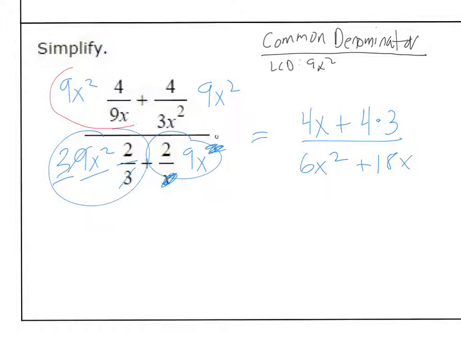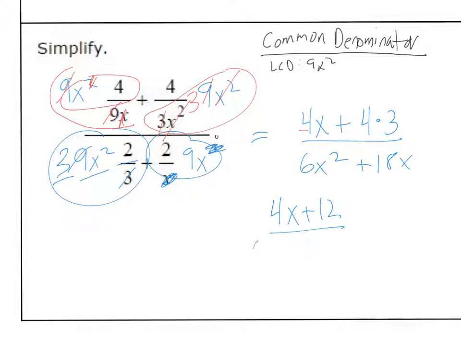Maybe I should show that cross cancellation for everything. On this part over here, this 9 knocked out this 9. This x knocked out one of these x's. I was left with that 4x. And for this, the 3 knocked out part of this 9. This x squared got knocked out completely, and I had 4 times 3, which was 12. So what I end up with is 4x plus 12 over 6x squared plus 18x.